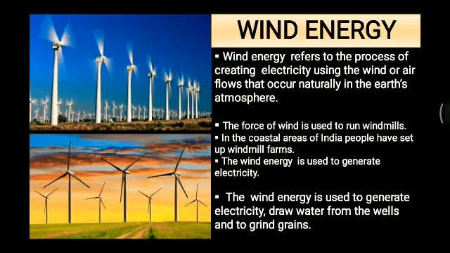Next we have another most important one, that is wind energy. Wind energy basically refers to the process of creating electricity using the wind or the air flows that occur naturally in the Earth's atmosphere with the help of turbines. The force of wind is used to run windmills, along with motors and turbines, and it harnesses electricity. In the coastal areas of India, people have set up windmill farms.